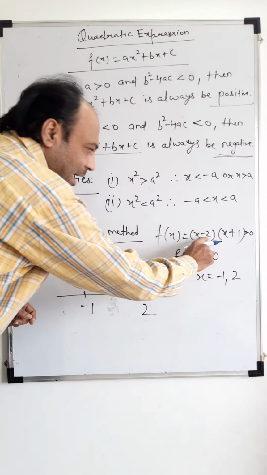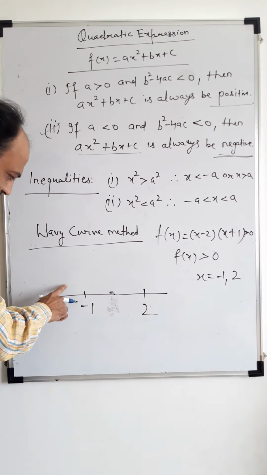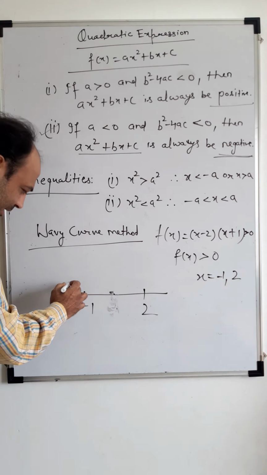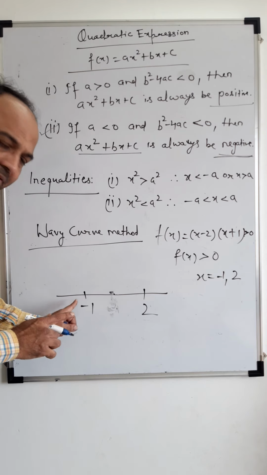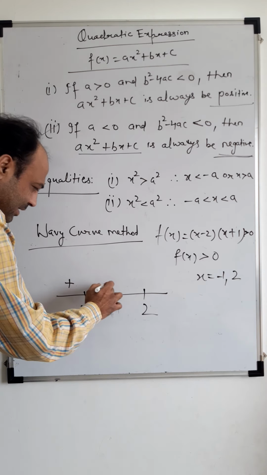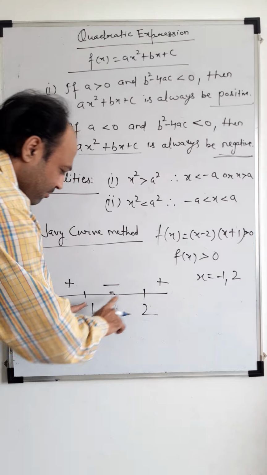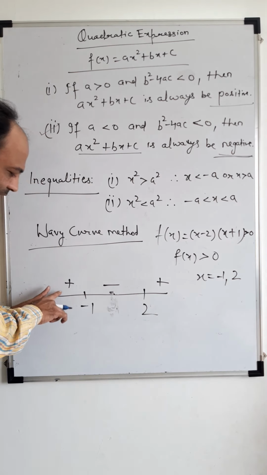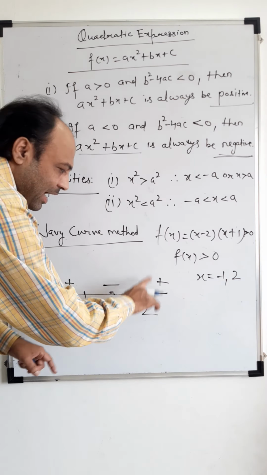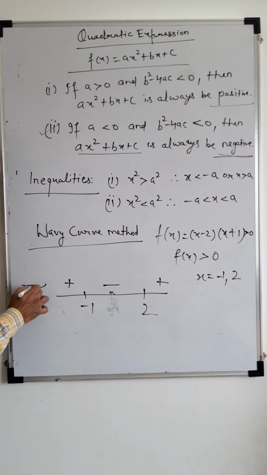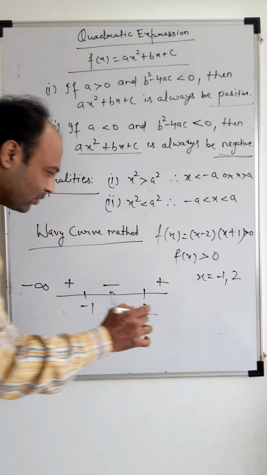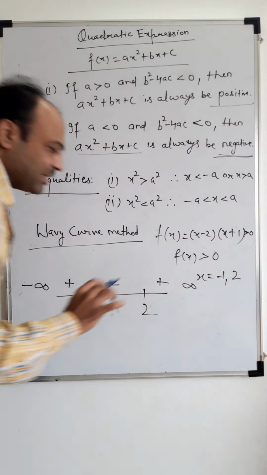Fine? Now we have two even factors, so we'll start the sign convention from the extreme right. First we'll put plus, minus and plus. Between the roots, first it is plus, then minus and then plus. And the extreme left is minus infinity, all of you know, and the extreme right is plus infinity.